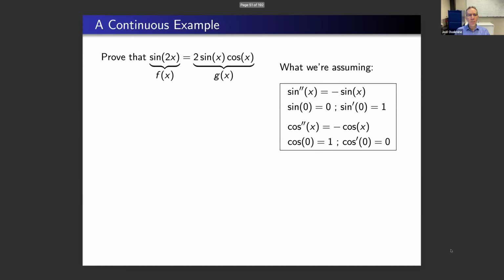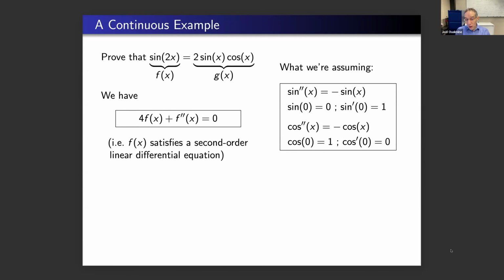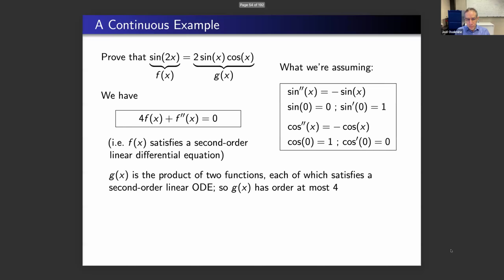And so if I call the left-hand side f of x and the right-hand side g of x, it's the same high-level strategy. Of course, x now ranges over the reals. And by the box, I can immediately derive that 4f of x plus f double prime of x is 0. In other words, f of x satisfies a second-order ODE. And g of x is a product of two functions, each of which satisfies a second-order ODE.